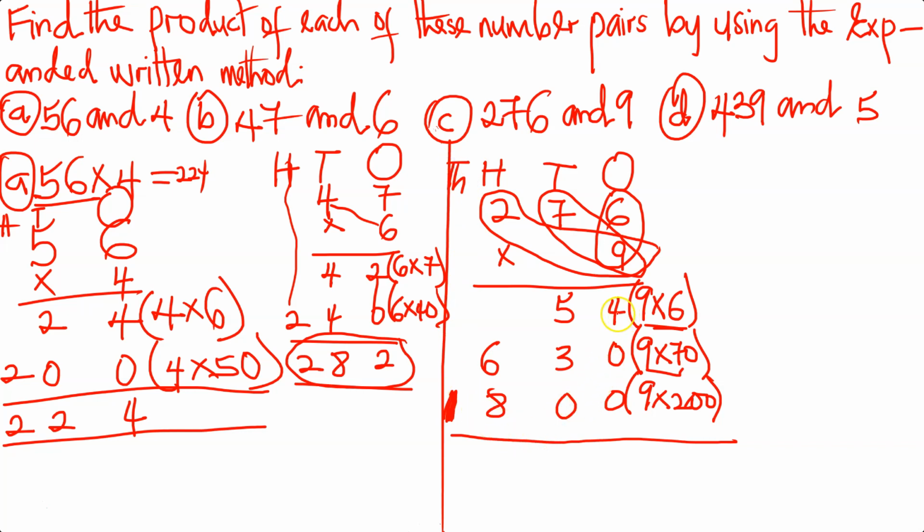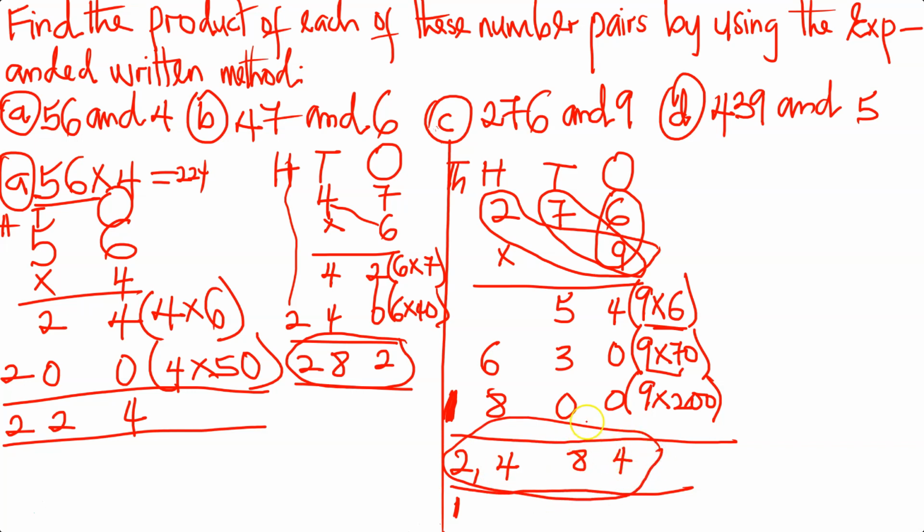Now we can add. 4 add 0 and add 0 is 4. 5 add 3 is 8. Add 0 remains 8. 6 add 8 is 14. I'm going to write it as 4, while the remaining 1 goes right to the digit in the thousands place. So 1 add 1 is going to give me 2. So my answer for multiplying 276 by 9 ends up being 2484, as you can see here.